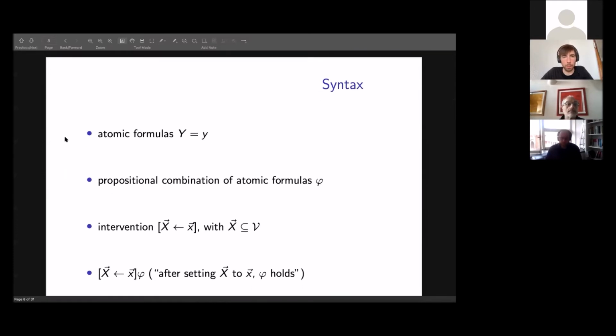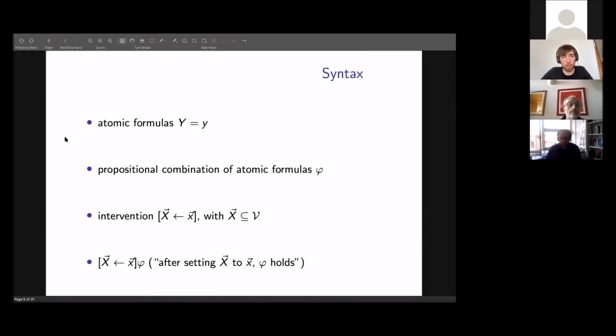So the simplest formulas, atomic formulas, are simply a variable takes on a value. Then we consider propositional combinations of atomic formulas. And the causal part comes in by having syntax for interventions, which is the square brackets. And I use vector notation to indicate that there's multiple variables. So x with a vector is several variables. Likewise, small x with a vector means values for each of those variables. And the arrow there indicates that we're setting x to these values. And x, by the way, is a subset of the endogenous variables. So we perform interventions on endogenous variables. And so we can combine these propositional formulas with interventions. That's the last part here. And those are the causal formulas that we're interested in. And they should be interpreted roughly as, after setting x to x, phi holds.